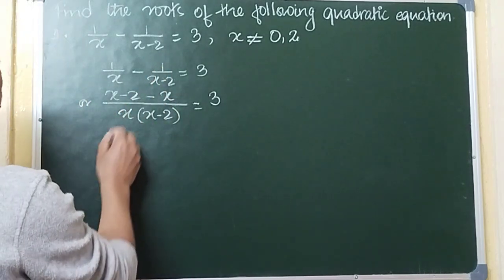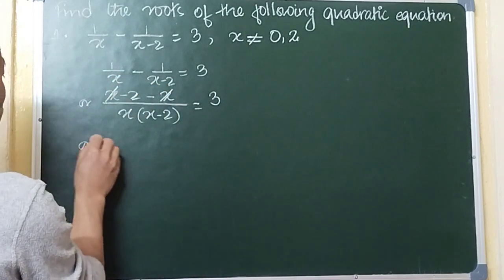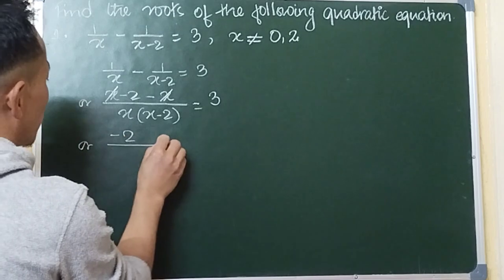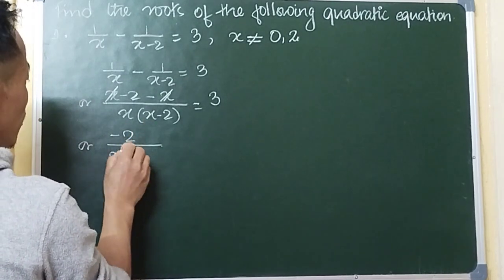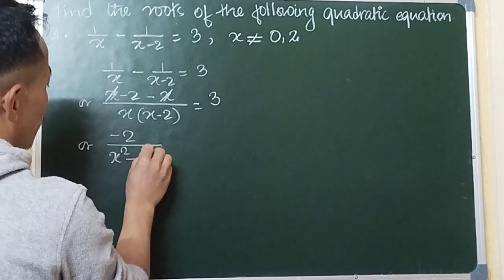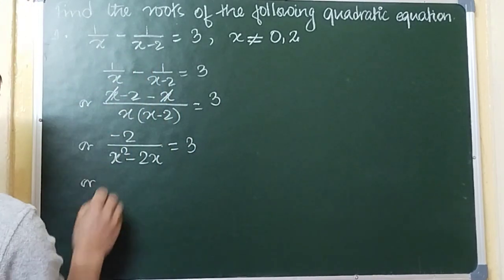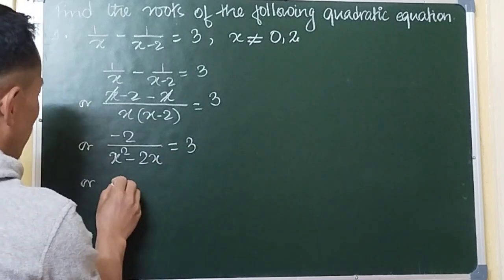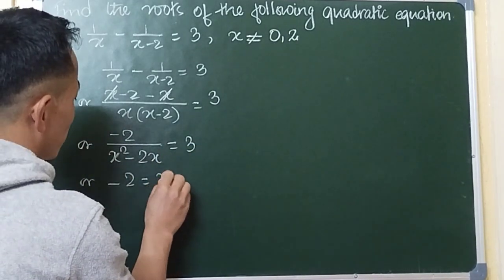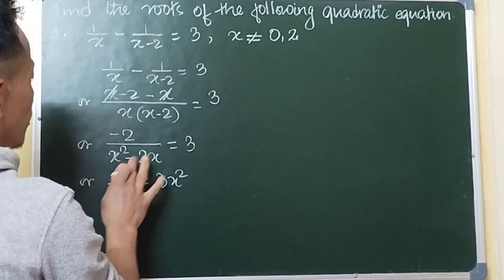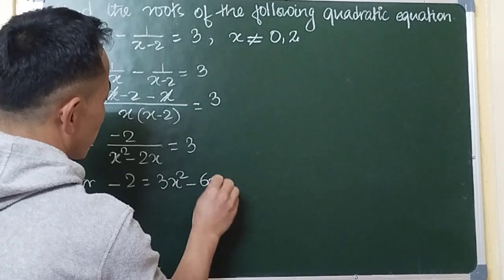Now you can see in the numerator that this plus x and this minus x can be cancelled. So you will have minus 2 divided by, you can multiply this, x into x becomes x squared, x into minus 2 becomes minus 2x, equal to 3. After that, you can cross multiply. So this becomes 2 is equal to 3 times x squared, which is 3x squared. Minus into plus is minus. 3 times 2x gives us 6x.